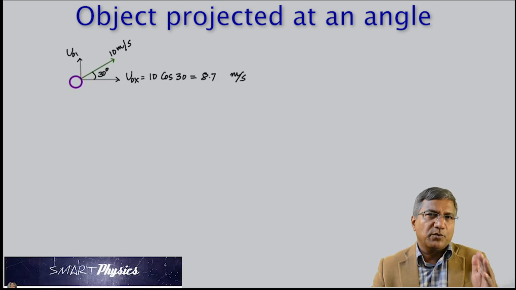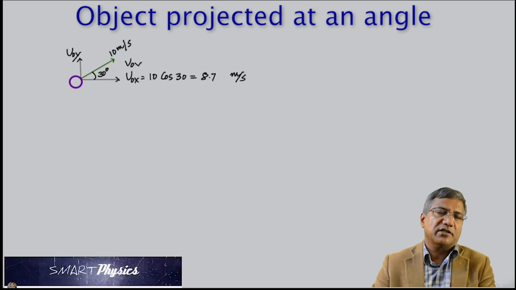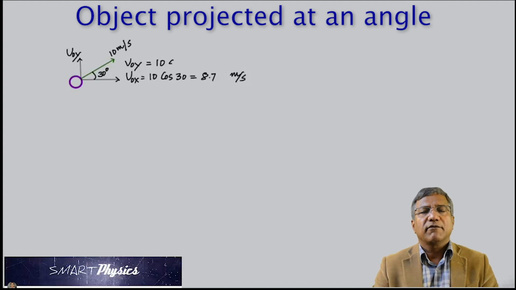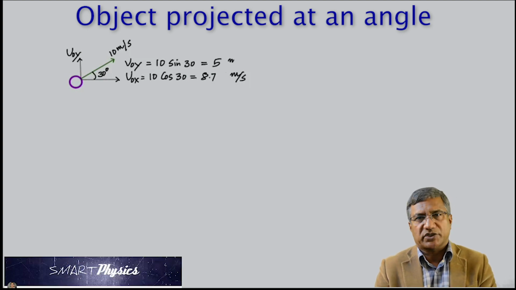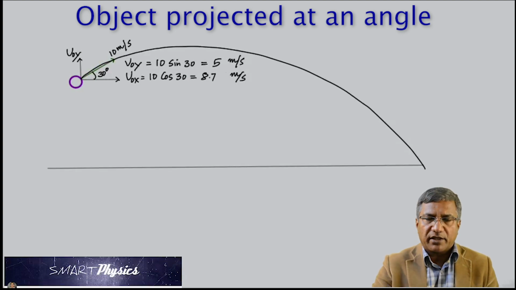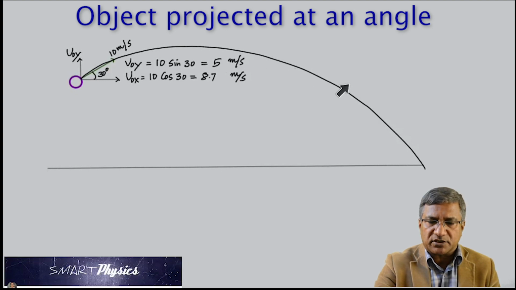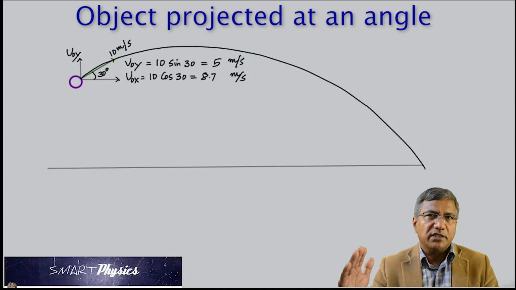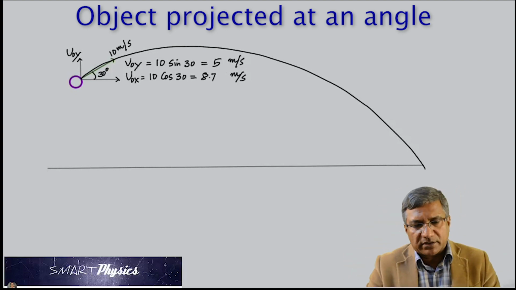And then the vertical, V naught y, I'm going to write it here because I don't have space there. V naught y is always V naught sine 30. So you see the difference. One is cosine, the other is sine. The horizontal is cosine, the vertical is sine. And that is 5 meter per second. And then this is the path that it's going to take as it drops to the ground. It's going to go a little up and then come back down, correct?